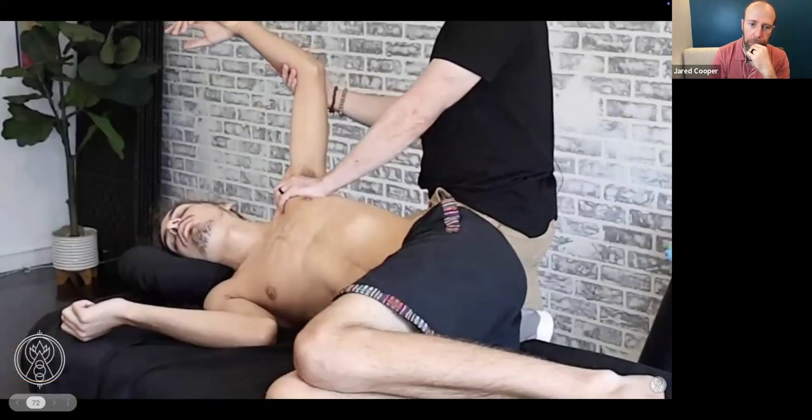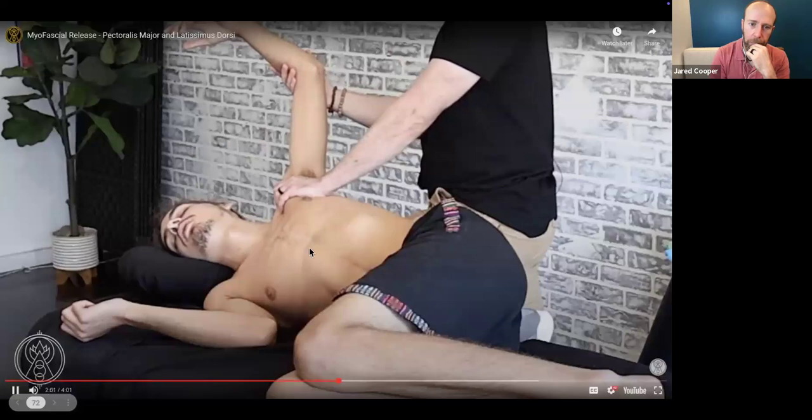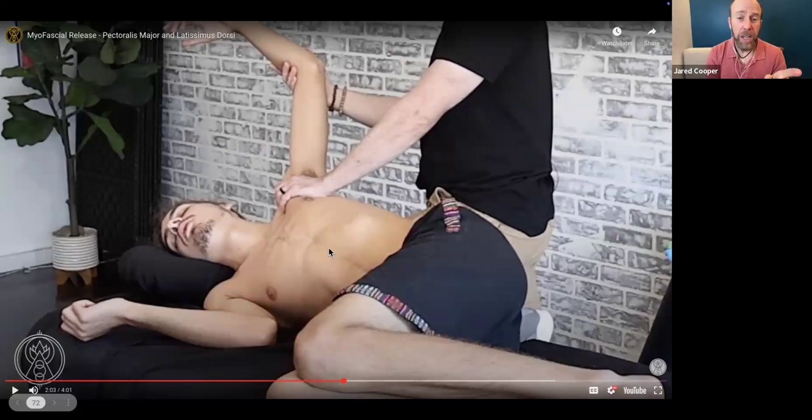Okay, grade the intensity from 0 to 10. 7. Okay, is that too much? Okay, so notice he graded that as a 7. I am barely pushing on that pec. So think about like how hard you have to push when you do deep tissue work to get somebody to say the intensity is a 7. Why do you think the intensity is so high here? Why is it a 7 when I'm barely pushing with that left hand?